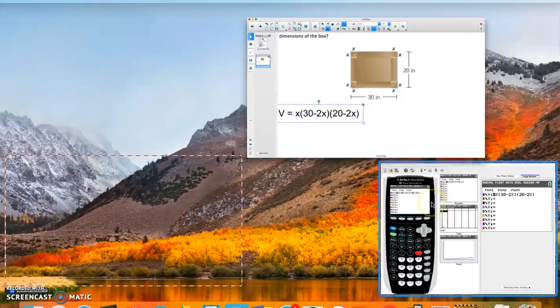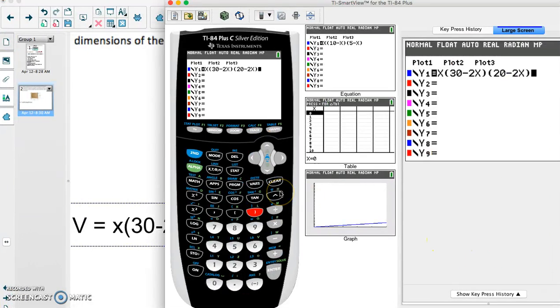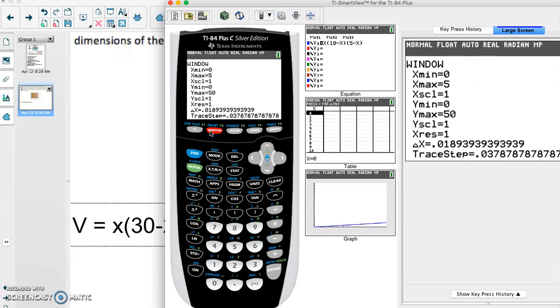All right, from there then, we would go over to the graphing calculator, and I already typed the equation in. And I want to think about the window here. So I want to think about what is the maximum amount I could cut off to where it would make sense, or the minimum as well. So technically I couldn't cut off 0. I could do just above 0 though.